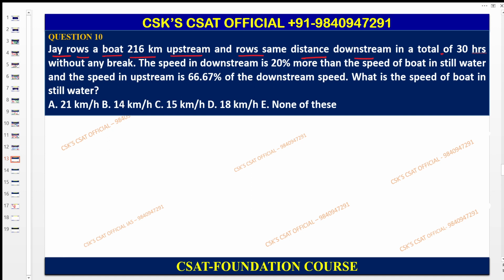4 times 10 is 40, and the remainder is 9. So therefore 4 hours are completed, and the remainder is 9. Now in order to convert it in terms of minutes, so therefore you are getting this 4 here.